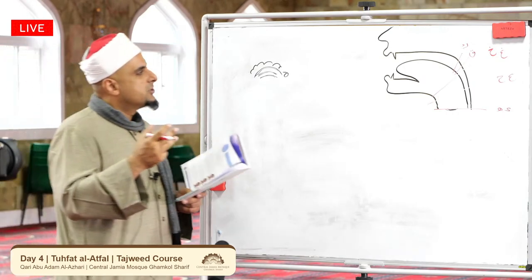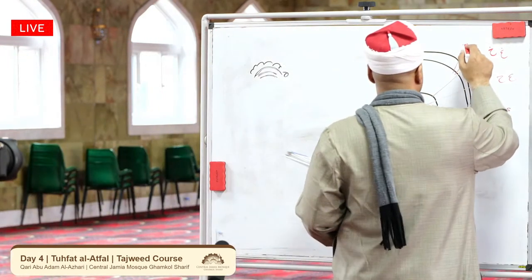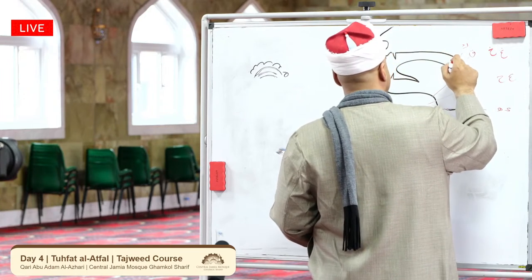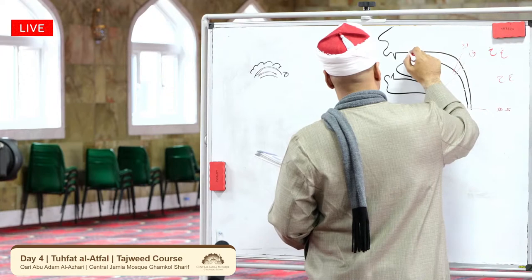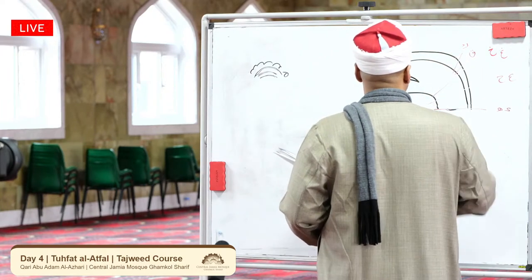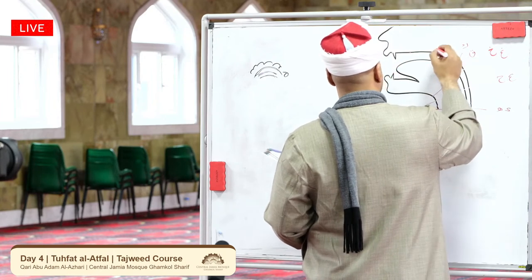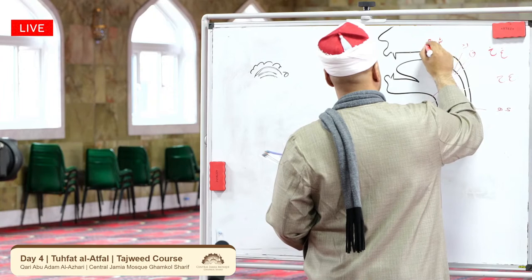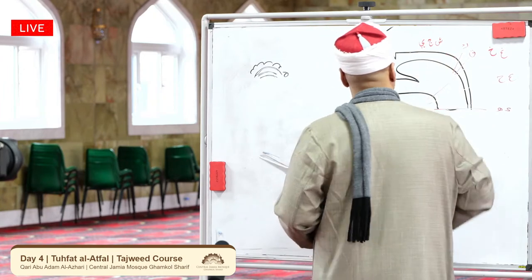Yeah? So middle of the tongue, so where this part finishes, the aqsa al-lisan, wasta al-lisan starts from there and it finishes here. Say approximately where that finishes. So all of this is known as wasta al-lisan, and here you got sheen, Jim and Ya.